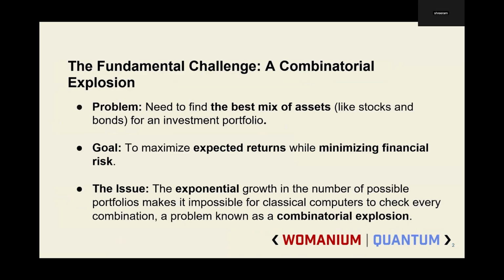The core problem in portfolio optimization is finding the perfect mix of assets, like stocks and bonds, to maximize return and minimize risk. The challenge is immense. Add more assets, and the number of possible portfolios grows exponentially, a phenomenon known as combinatorial explosion. This makes it impossible for even the fastest classical computer to check every single combination.